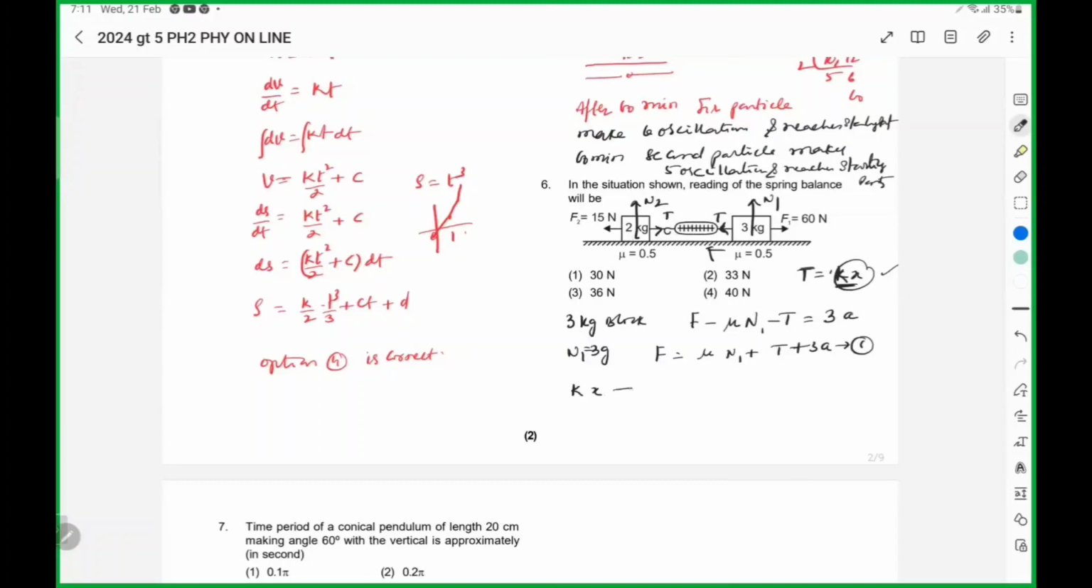Minus 15 newtons minus frictional force is equal to 2A. Kx minus 15 minus mu N2, where N2 is 2g, is equal to 2A. So here you have two equations. What we have to find out is the reading in the spring balance, which is nothing but Kx.